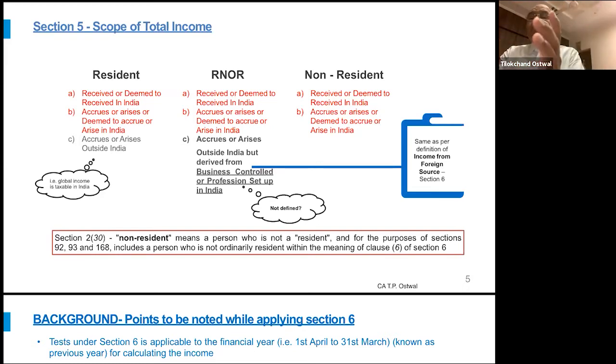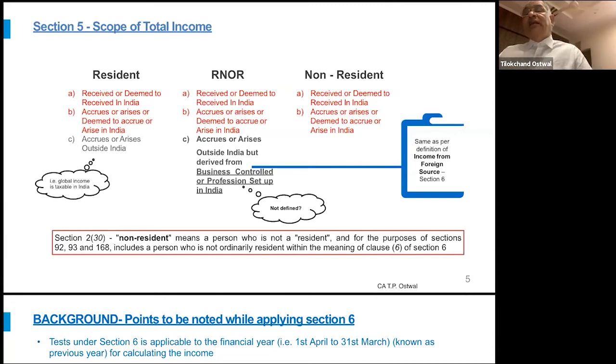In between the two categories is the not ordinary resident. Not ordinary resident is akin to, but not necessarily exactly the same as, non-resident. He is also not taxable on his world income, but only one category of income is treated as taxable: any income arising outside India that is derived from a business controlled or a profession set up in India. For example, I have set up my profession in India and I get the income abroad and park that income abroad. I have branches abroad. Still it will be income from a profession set up in India. Or I have a business set up in India and I also have branches of the business abroad.